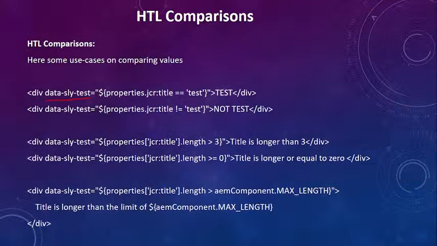Okay, so here we have a lot. You can test properties. Now here I'm using properties. If you want to access the jcr:title, jcr:description, or sling:resourceType, all these things are just properties. They have already created one global object, which is nothing but this properties. If you want to access the properties, you can simply use this properties object.